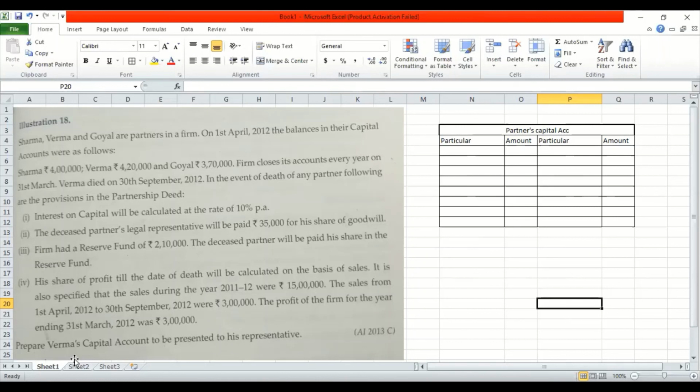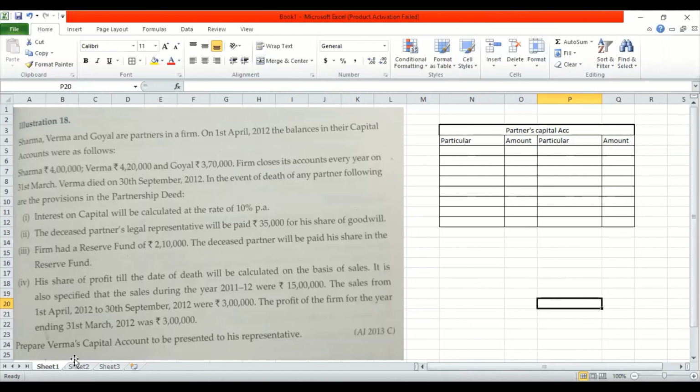Firm had a reserve fund of 2,10,000. So if you have a reserve fund, give it to the partner his share. That is 1/3. So 21's 1/3 is what? 70,000? Yes. Now the fourth one is an important line. His share of profit till date of death will be calculated on the basis of sales. Now they have given you the sale figure of last year, that is 15 lakh. They also given you the sale figure of this 6 months, that is 3 lakh.